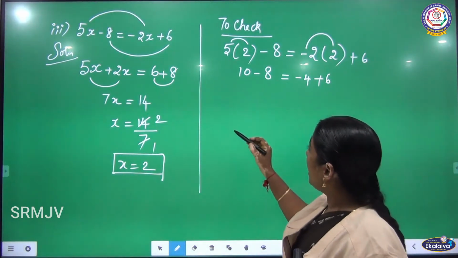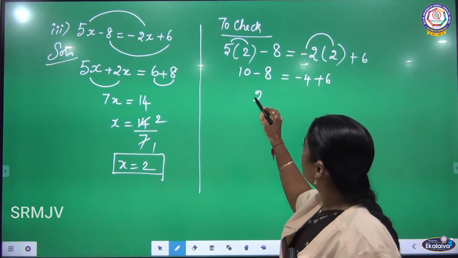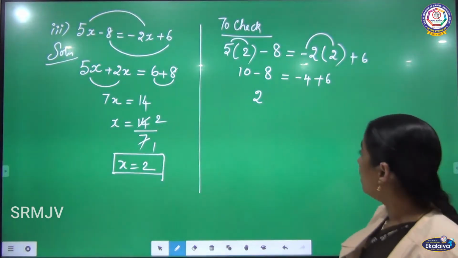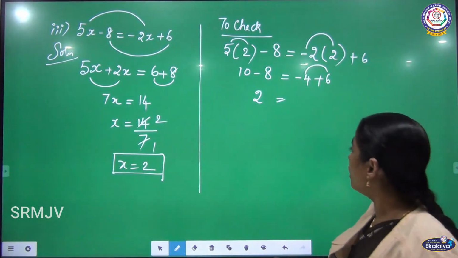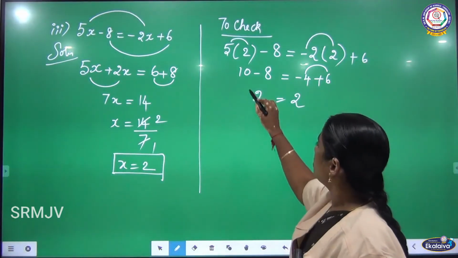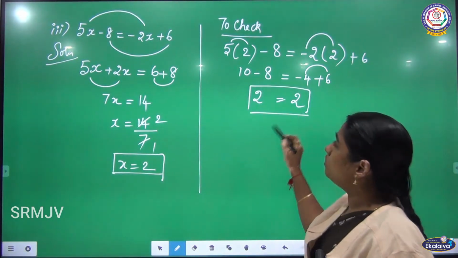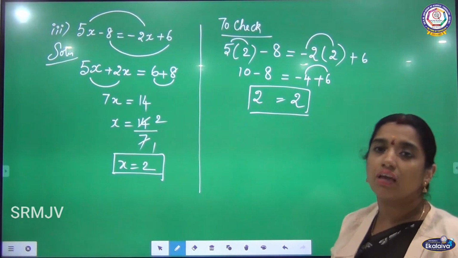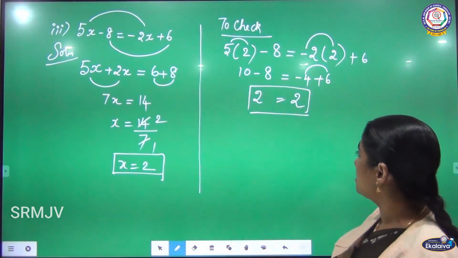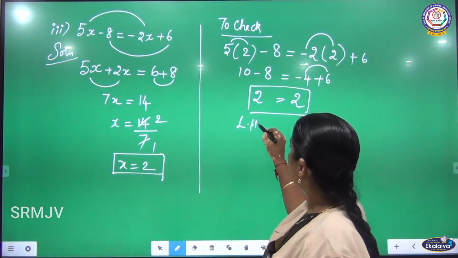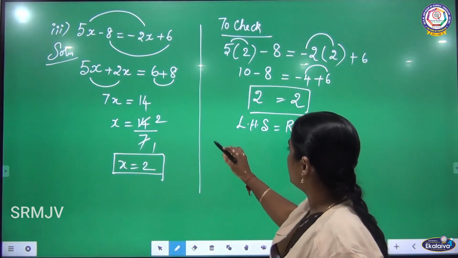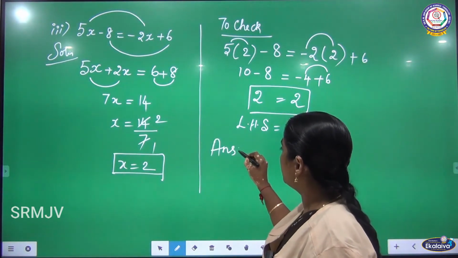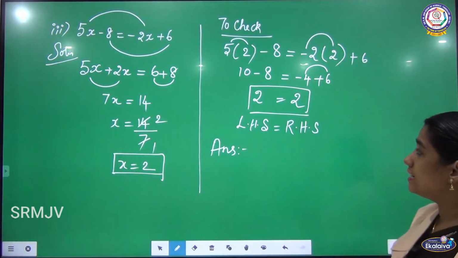So, listen. 10 minus 8, which is what? 2. Okay. Here, 6 minus 4, which is what? 2. So, listen. 2 is equal to 2. So, my LHS is equal to RHS. Okay. LHS is equal to RHS. So, the answer. What is the answer?